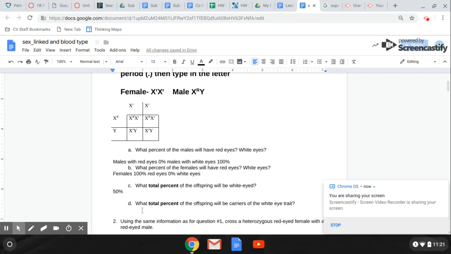Then it said, what total percent of the offspring will be carriers? So you have to remember that carriers means that you're heterozygous, right? And I only have 2 of these that are heterozygous, and females can only be carriers. So I'll say that 50% are carriers. The reason I can say that is because I only have 2 of them that are heterozygous. And the highest amount that I can get for a total percentage of carriers would be 50, because only females can be carriers, and we have to see if any of those females are carriers.